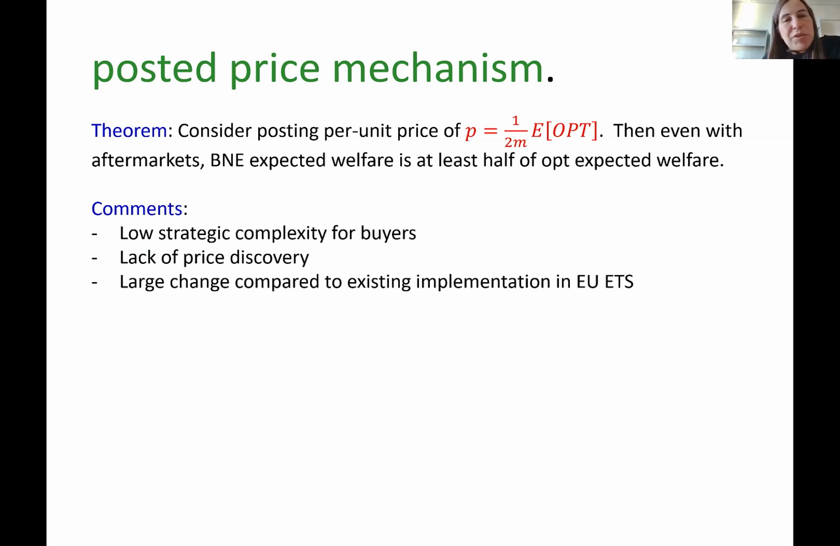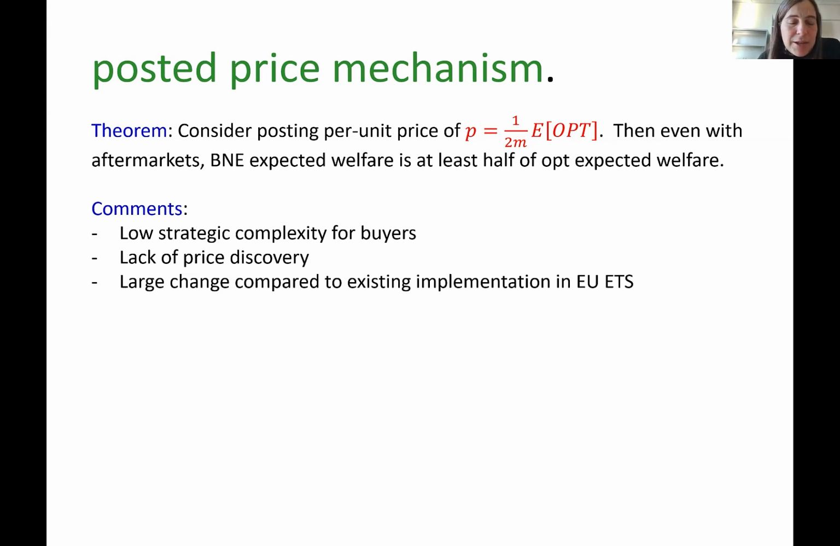So this suggests a posted price mechanism in which we post a price that's somehow well-tuned, and this requires the auctioneer or the designer to know the expected optimal welfare in the market. This is a nice mechanism because it has very low strategic complexity for buyers. They just know the price that's posted. But of course, it lacks price discovery. It requires the auctioneer to know this expected optimal welfare. And I think more importantly, it's a large change compared to the existing implementation in the EU ETS.